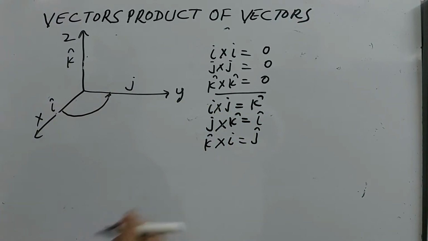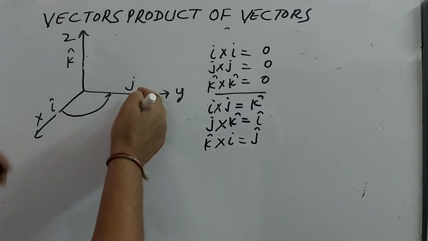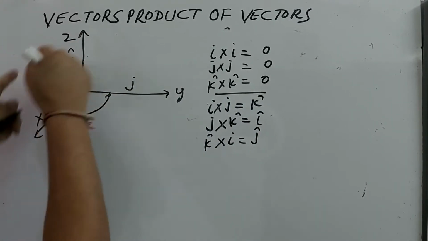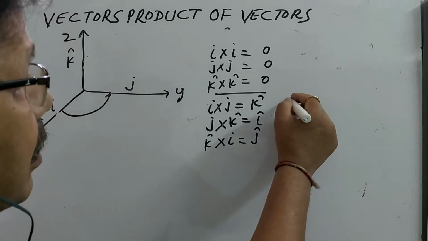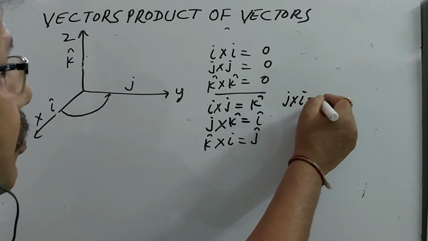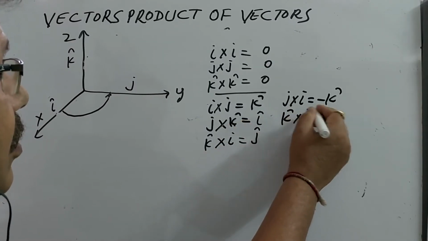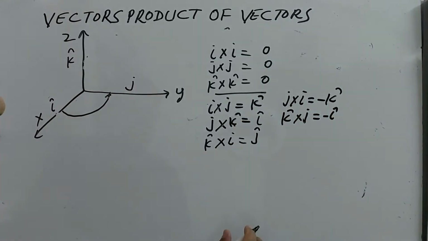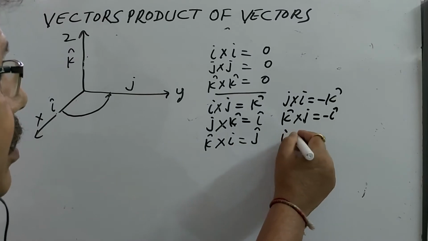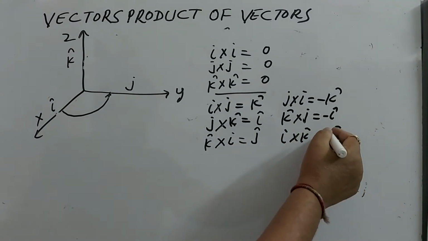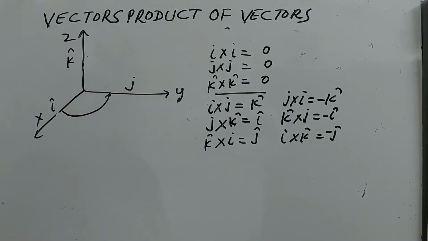And if we move in the opposite direction, in this case we were moving anti-clockwise, and if we move clockwise, you will find j cross i will be equal to minus k, and k cross j will be equal to minus i, and i cross k will be equal to minus j. You can check this.